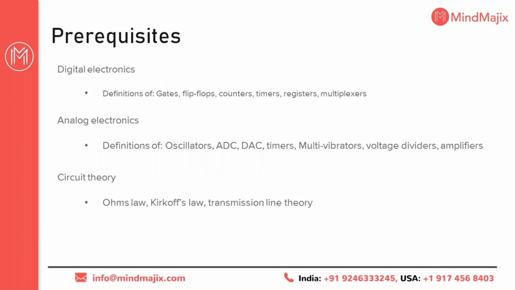The prerequisite for this course is that somebody should have some digital electronics, analog electronics, and circuit theory. In digital electronics, one needs to understand typically the definitions, gates, flip-flops, counters, timers, registers, and microcontrollers. That is fairly good enough. And analog electronics like oscillators, ADC, DAC, timers, multivibrators, and voltage dividers. Of course, there are sections on the more advanced ADC and DAC, but one should understand what an ADC is. Similarly, in circuit theory, if one understands Ohm's law, Kirchhoff's law, and transmission line theory, these are some of the prerequisites that we expect the participants to have.